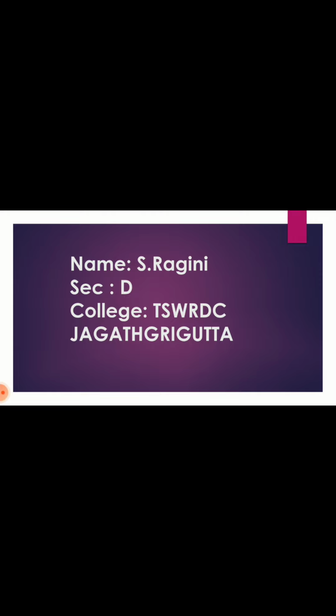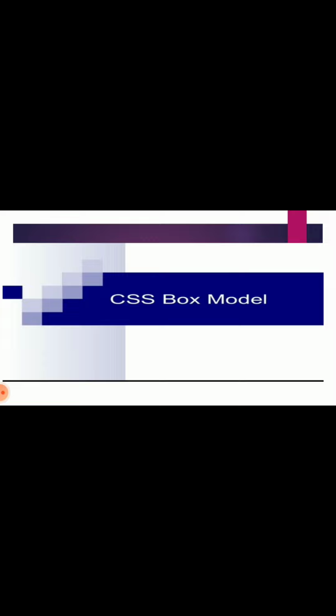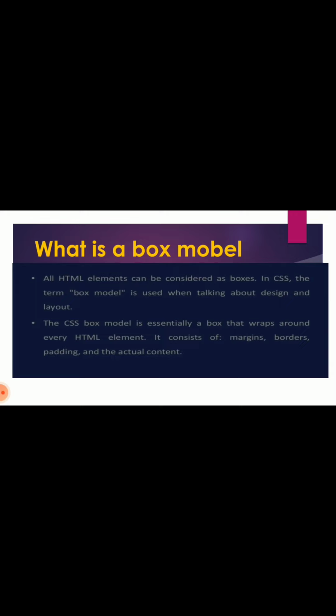Today I am going to discuss about the CSS box model, which is very important and useful. The components of a box: margin, border, padding and content. Let us know what a box model is. All HTML elements can be considered as boxes. In CSS, the term box model is used when talking about design and layouts.